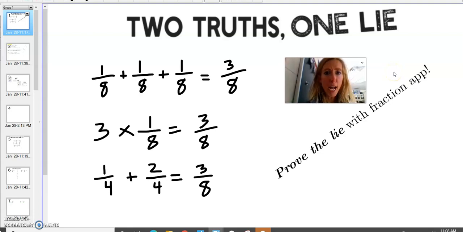Let's fraction it up. We're going to start off with the activity called 2 truths and 1 lie. So go ahead and take a look at these 3 equations. Yep, I have 1, 2, 3 equations. 2 of them are true. They're good to go. 1 of them is a lie.